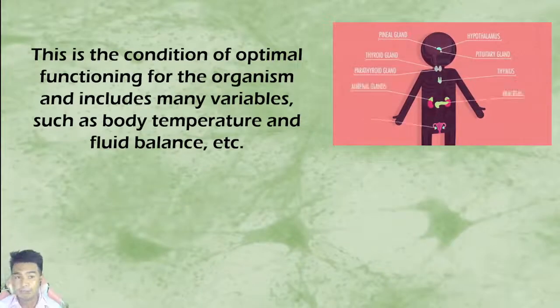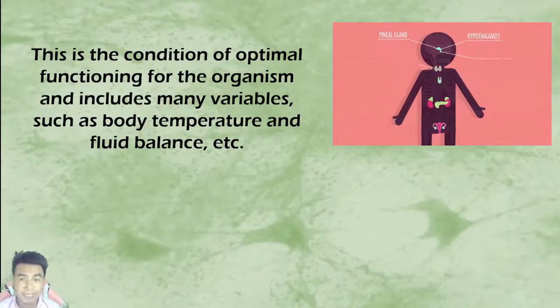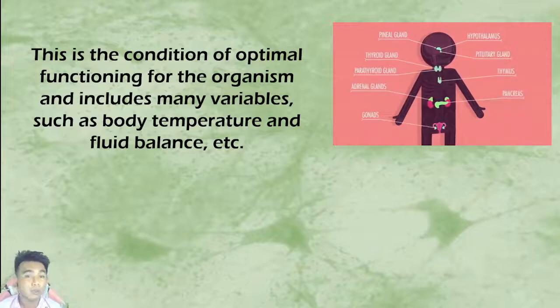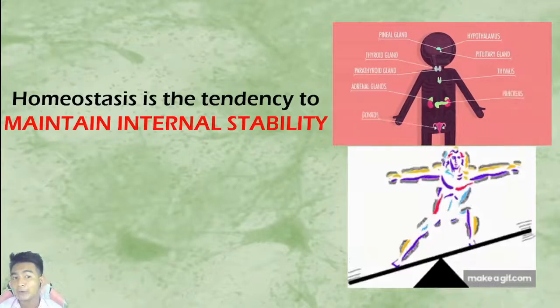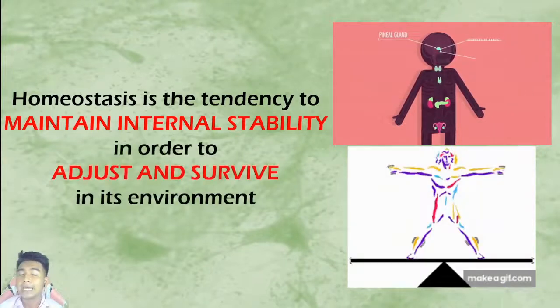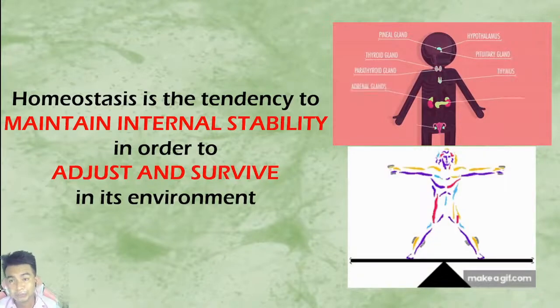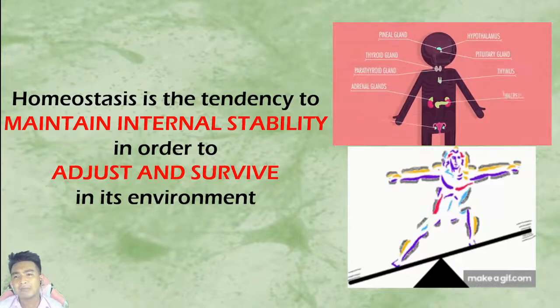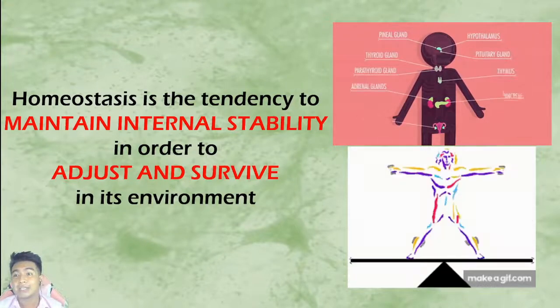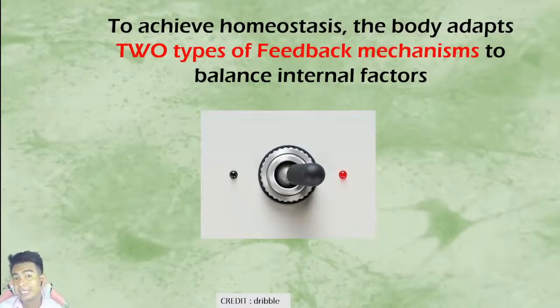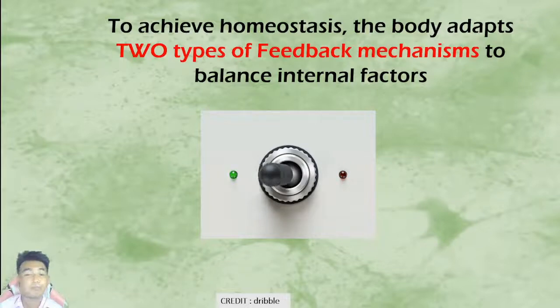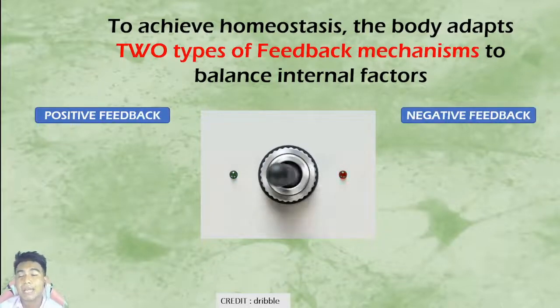Being in balance of many things is the condition of optimal functioning. The very best that we can ever be, the best condition for a human being includes many variables such as body temperature, fluid balance, and etc. And maintaining this balance, homeostasis is the tendency of our body to maintain its internal stability in order to adjust and survive in its environment. It is true, organisms change themselves and adapt to their environment, but they also have to maintain a sense of balance internally. To achieve homeostasis, the body adapts two types of feedback mechanisms to balance internal factors: positive and negative feedback.